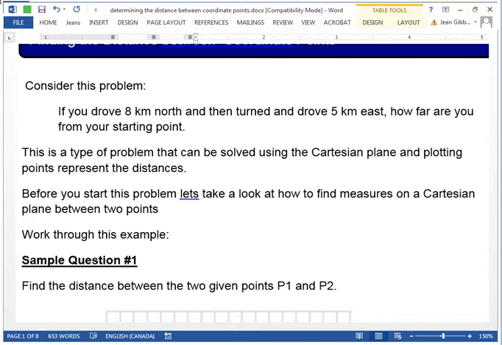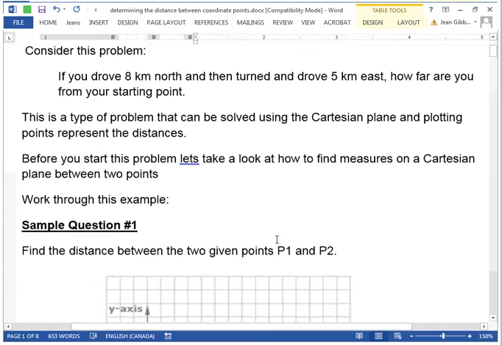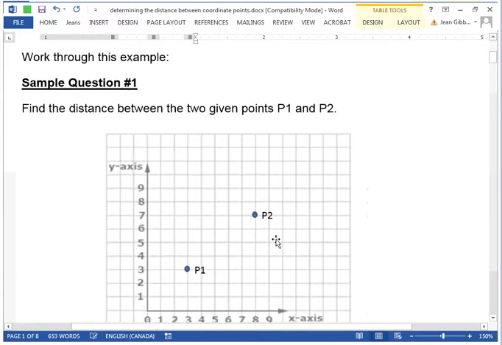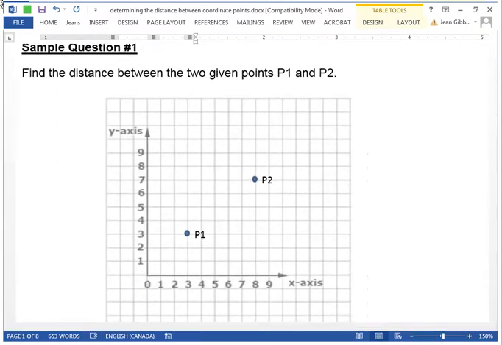This is the type of problem that can be solved using the Cartesian plane and plotting points that represent the distances. Before you start this problem, let's review how to find measures on a Cartesian plane between 2 points. Let's work through this example. Sample question number 1. Find the distance between the 2 given points P1 and P2.